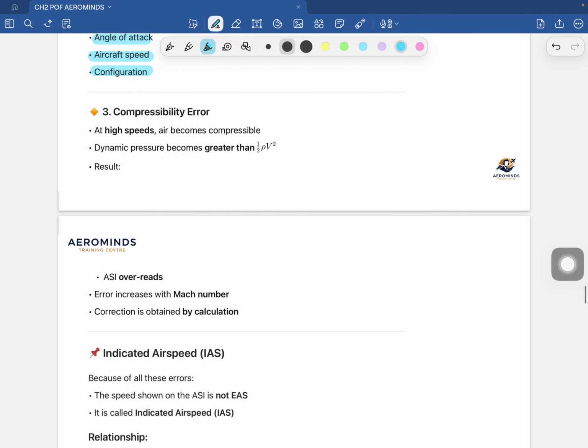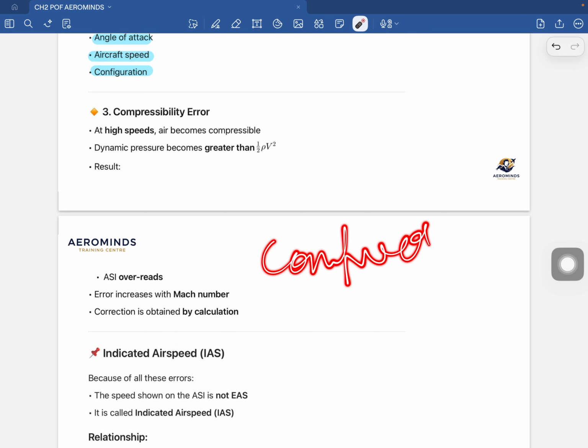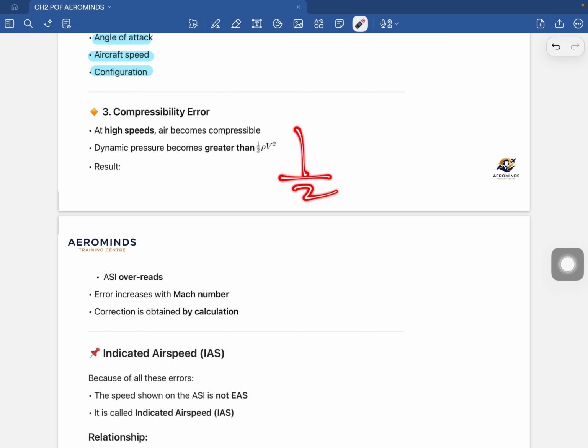Now we move to the third error, which is called the compressibility error. Now this becomes important at high speeds. At low speeds we assume that the air is incompressible, but at high speeds the air starts to compress, and when air compresses, the dynamic pressure becomes greater than what is predicted by the simple half rho v square formula.